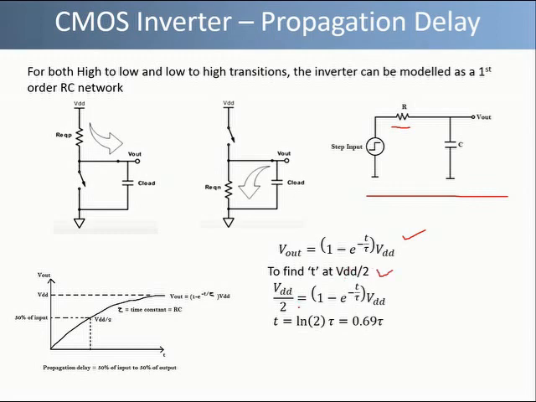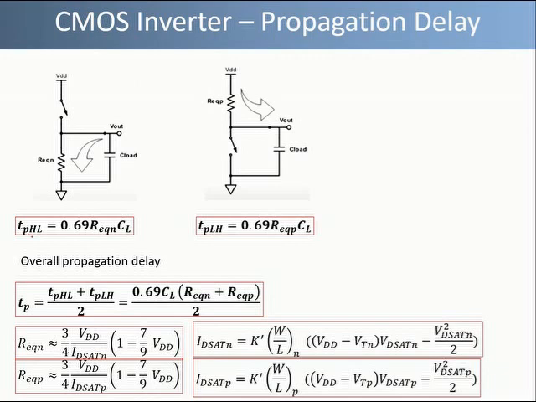and putting this value in this equation, we obtain the time equal to 0.69 times the tau, which is the RC constant. So in both cases, the time taken by the capacitor to discharge from VDD to VDD by 2 or to charge from 0 to VDD by 2 is equal to 0.69 times the RC constant tau.